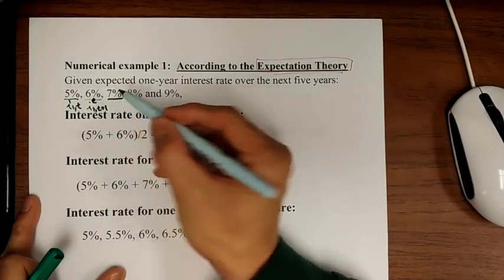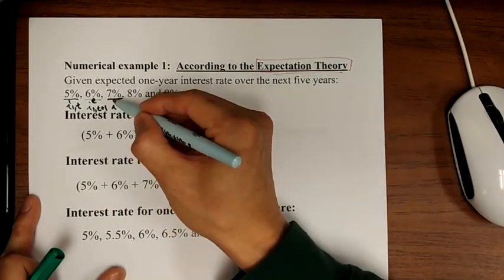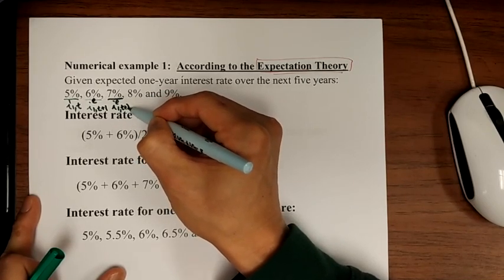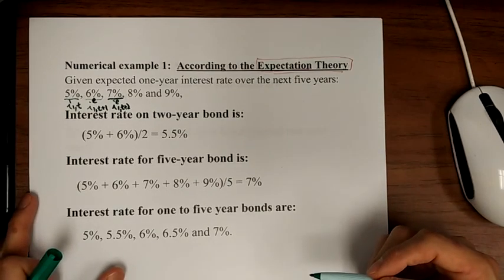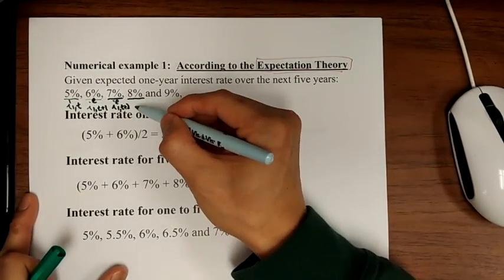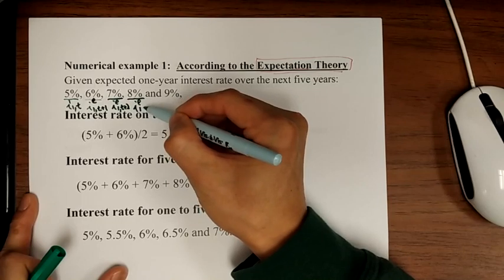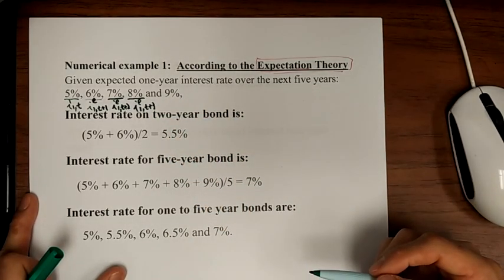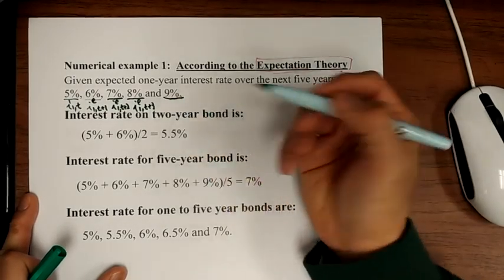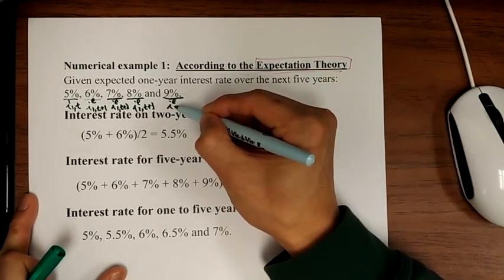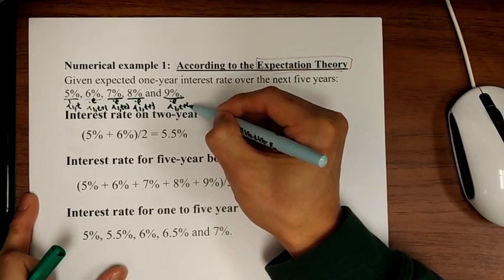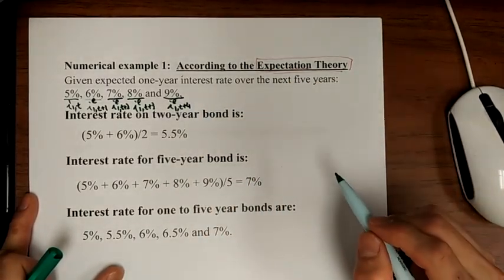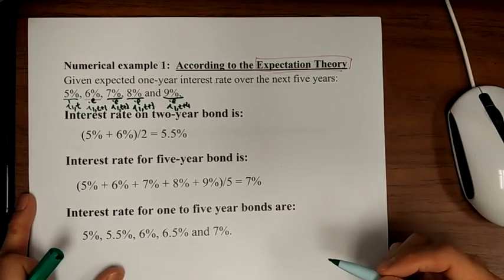So what is this 7%? This is the expected 1-year bond interest rate 2 years from now. So 8% is the expected 1-year bond interest rate 3 years from now. 9% is the expected 1-year bond interest rate 4 years from now. So it is the fifth 1-year bond interest rate.